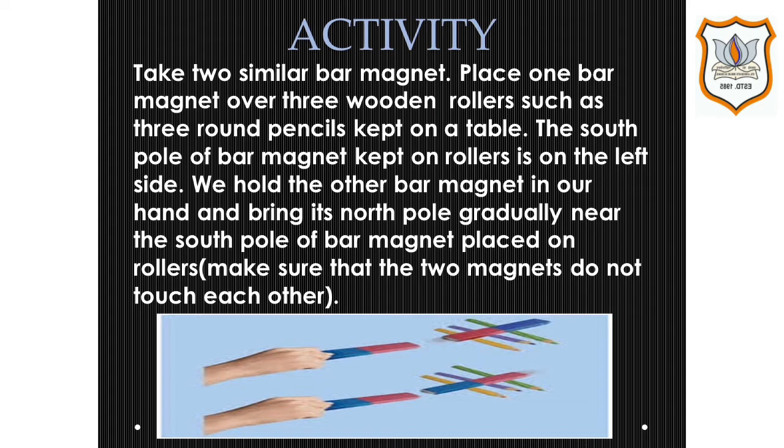As you can see in the figure, we hold the other bar magnet in our hand and bring its north pole gradually near the south pole of the bar magnet placed on the rollers, making sure that the two magnets do not touch each other.